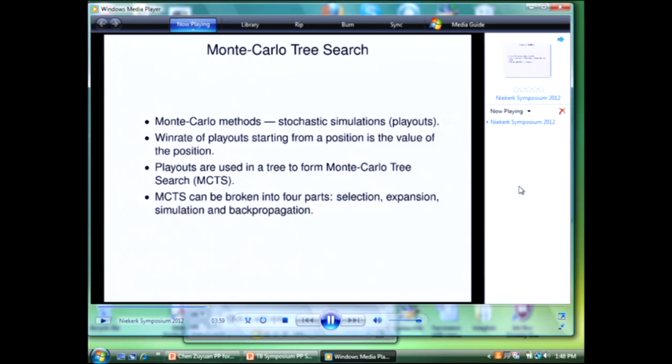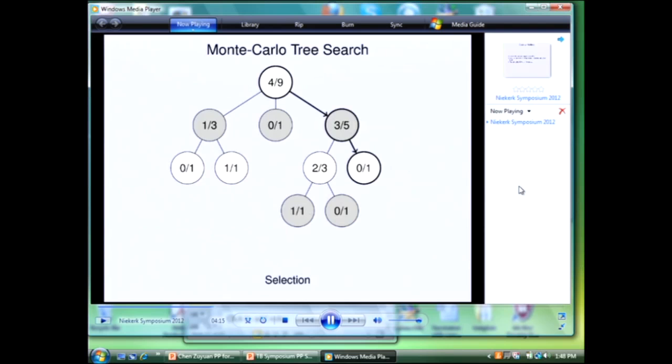MCTS can then be broken down into four parts that are repeated over and over, usually thousands of times per second: selection, expansion, simulation, and backpropagation. Let's have a more in-depth look at this. The diagram on this slide shows selection taking place on an example tree.